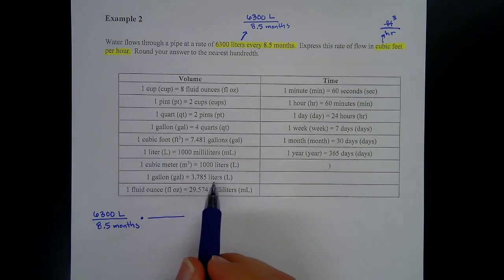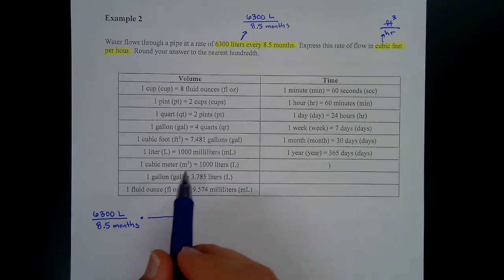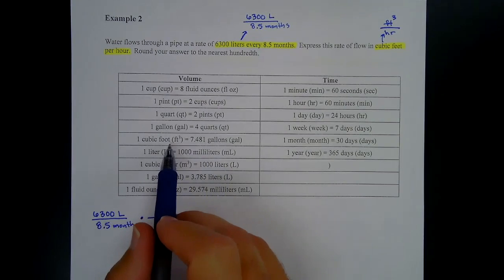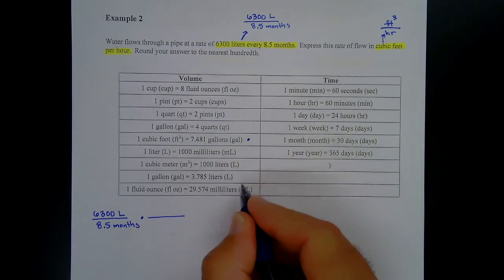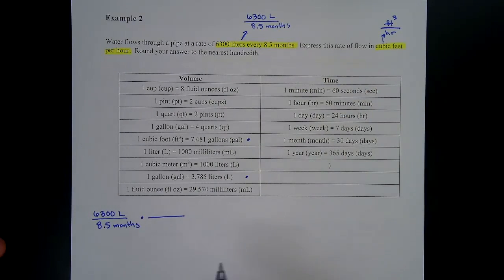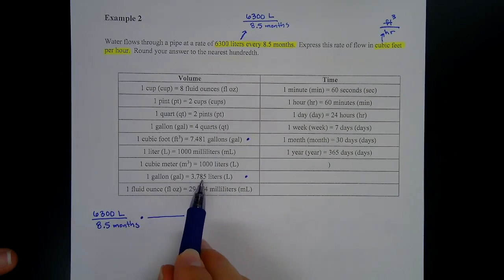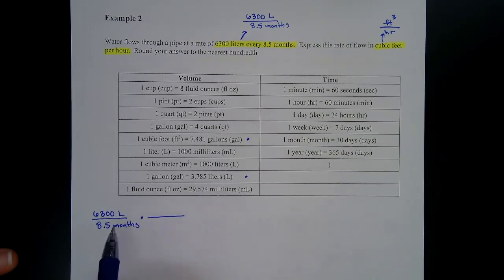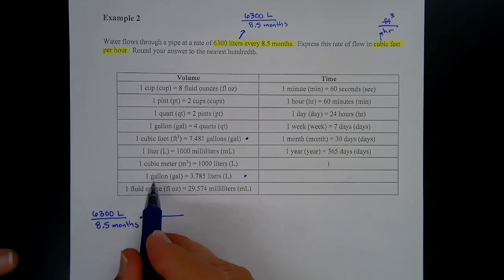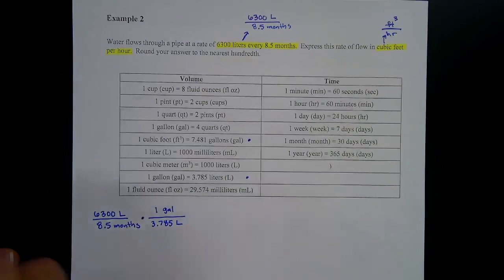So wait, this one went from liters to gallons. So I could use that to go from liters to gallons, and then I could use this one to go from gallons to cubic feet. So those are the 2 I want to use. I have more in here than you need. All right, so I want to cancel the liters. So I know from this one that 3.785 liters, and I want that to be on the bottom so the liters cancel, is the same as 1 gallon. So 1 gallon on top and 3.785 liters on the bottom.